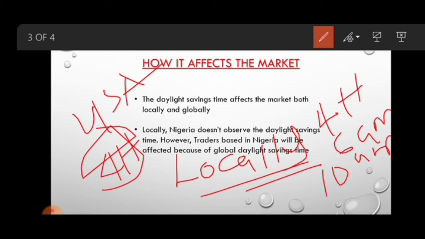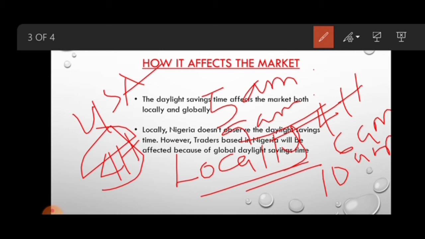During the daylight savings time change, this 6 a.m. will shift back by 1 hour, meaning that the candlesticks will now be opening at 5 a.m. and closing by 9 a.m. So if you base your trading analysis on candlestick closes, you have to take note of these times and the periods when these changes occur.